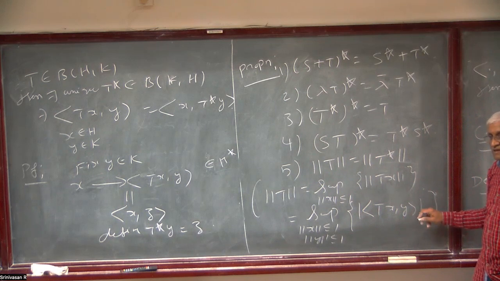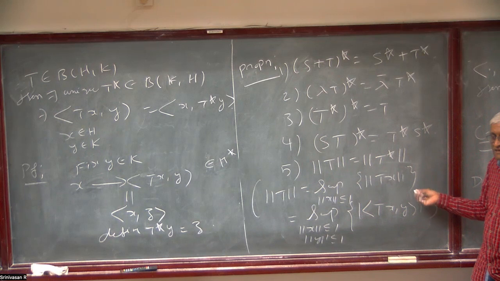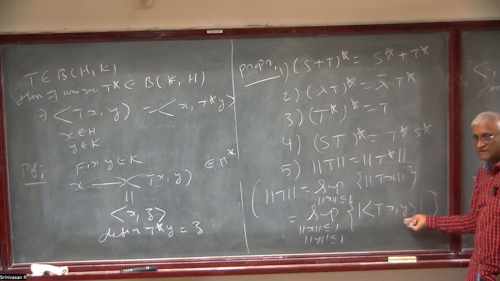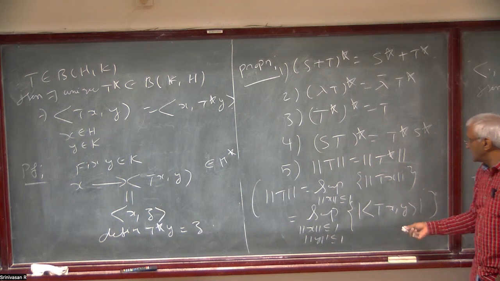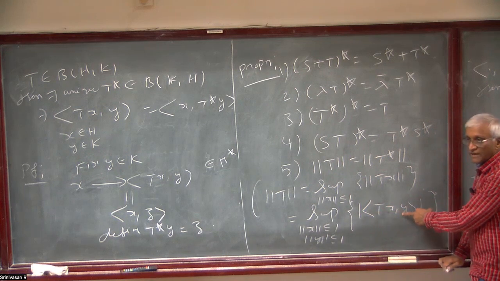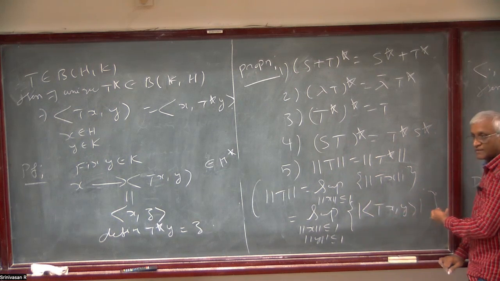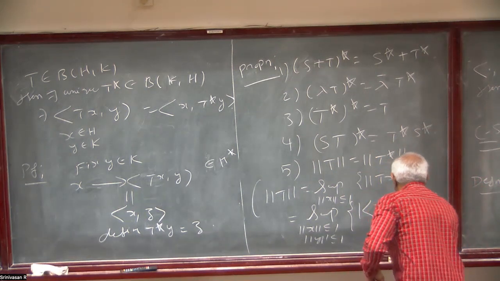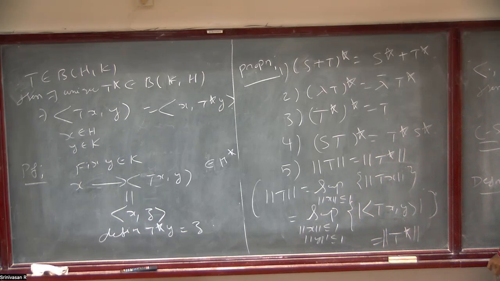Okay. Am I going fast? Now T is the same like this. From this, you can have this is equal to inner product x, T star y, but there is just the bar, you are taking bar. So because of this, the norm of T is the same as the norm of T star.